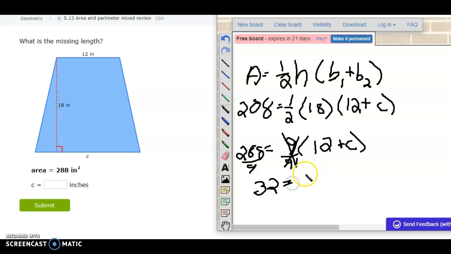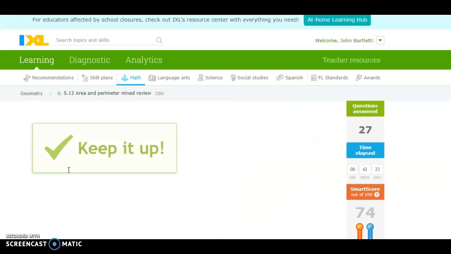And on this side, all I have left is 12 plus C. My whole goal is to get this C by itself. Right now, 12 is being added to it. So how do I get that C by itself? That's right, I'm going to do the opposite of add 12, and that is subtract 12. 32 minus 12 is going to give me 20. And on this side, all I have left is C. So 20 is my C.